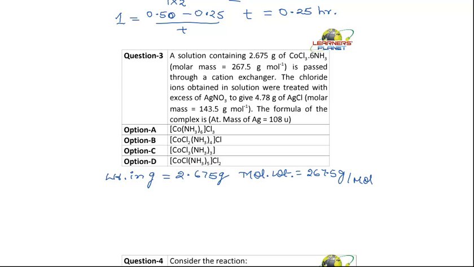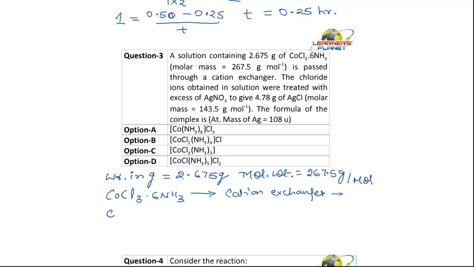Now this is passed through a cation exchanger, okay? The chloride ions obtained in solution were treated with excess of AgNO3. It means I am passing, say, this particular cobalt chloride, that is CoCl3·6NH3. Now this is passed over what? The cation exchanger.